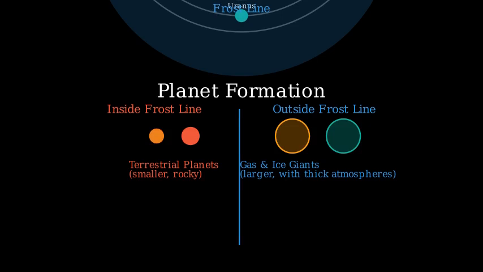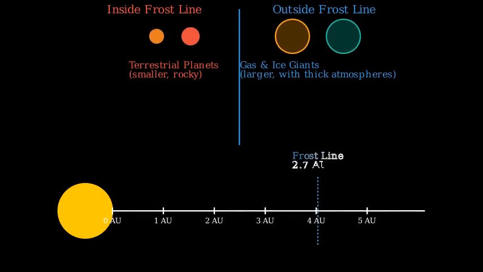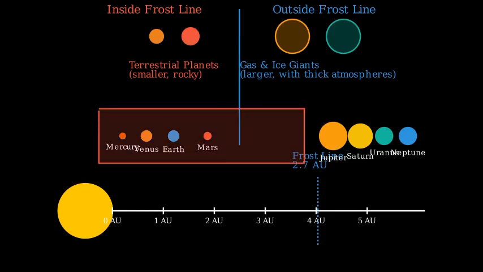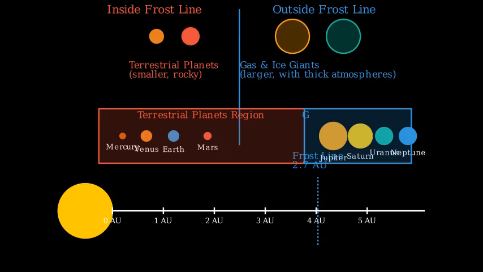Let's now look at the current structure of our solar system and how it reflects the frost line's influence. The frost line explains why we see a clear division in our solar system: small, rocky planets closer to the sun and large gas and ice giants farther away. The dividing boundary sits at approximately 2.7 astronomical units from the sun.